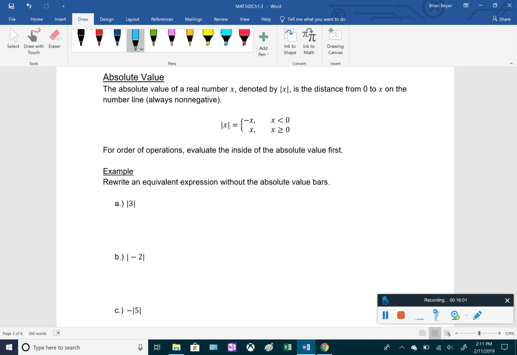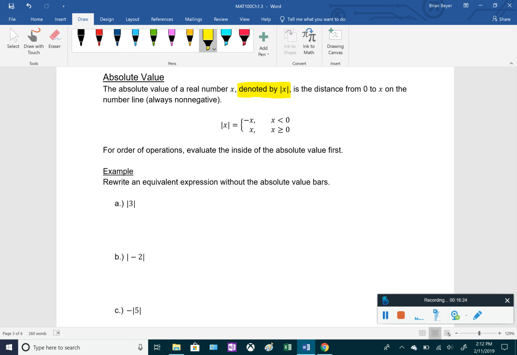And for one of the last things for this section is absolute value. The absolute value of a real number is denoted with the vertical bars next to it. It's the distance from 0 to x on the number line. So absolute value is a distance from 0. It's always going to be non-negative, meaning it's always going to either be 0 or positive.